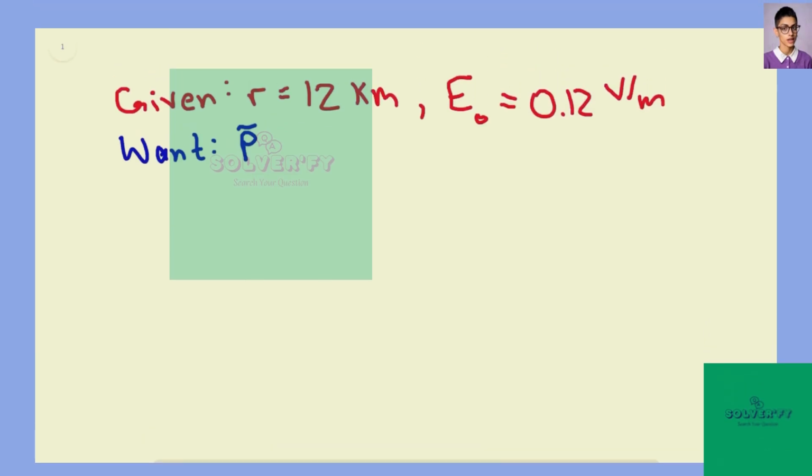In this problem, we have a radio broadcast being received at a distance of 12 kilometers from the point source of the antenna. And we know that at this distance, the electric field strength of the signal is 0.12 volts per meter. And using this information, we want to find the average power of the transmission.